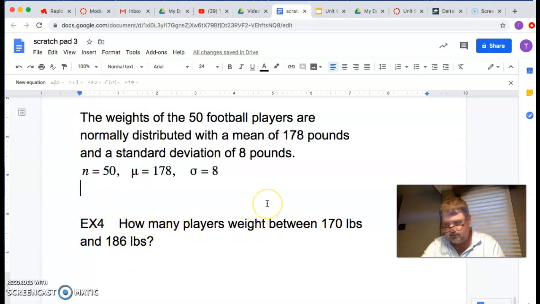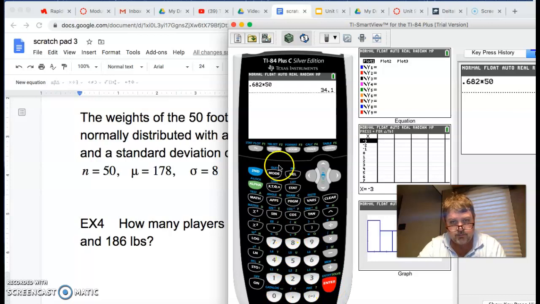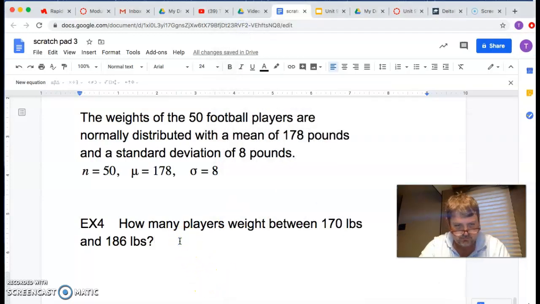And if you notice this empirical rule, that's that 68.2. So we need to calculate something here. We want 68.2% of the 50 players. So it says how many players. So we need to calculate 0.682 times the 50 players, right? And sounds like there's going to be 34 players that meet that condition. All right, so that's how you would do that one. So we would report it down here as 34 players.